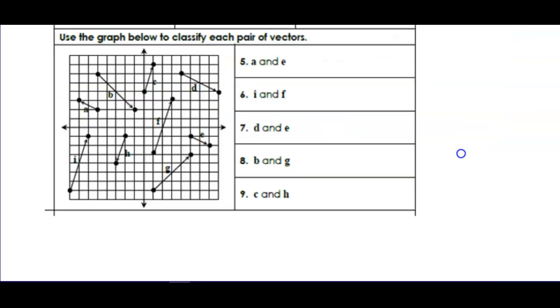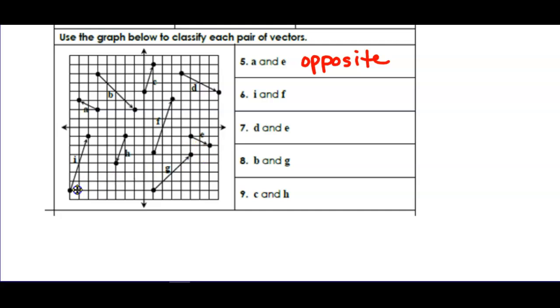So they want us to just fill in what these are. So we have A and E. A went up 1 and left 2, and E went down 1 and right 2. Those are the same length, same slope, same tilt, but they're going in opposite directions. So those are opposite vectors.